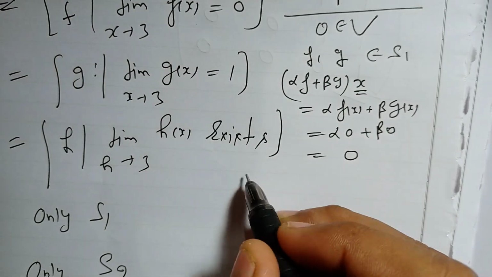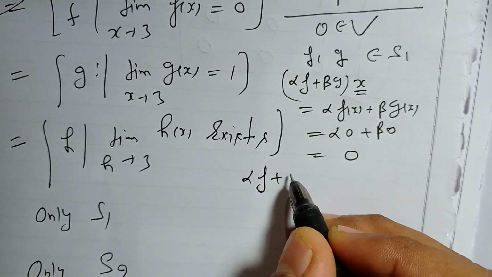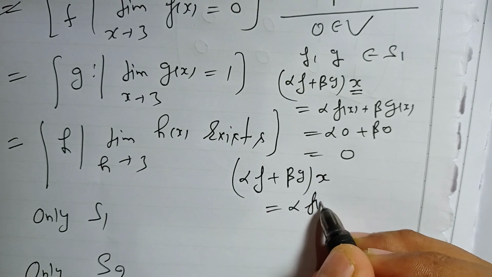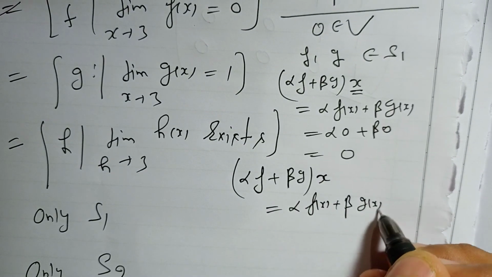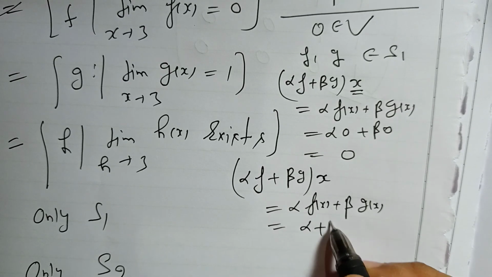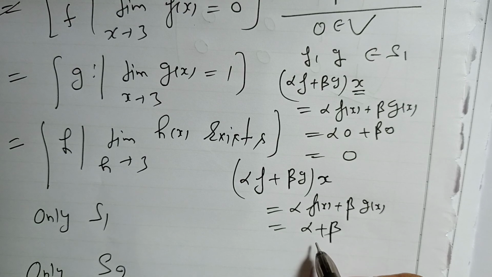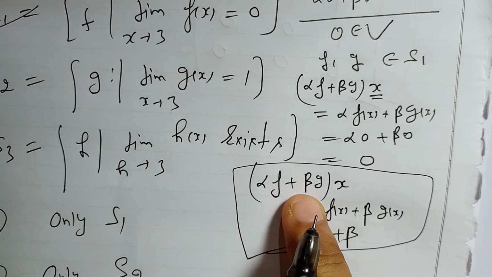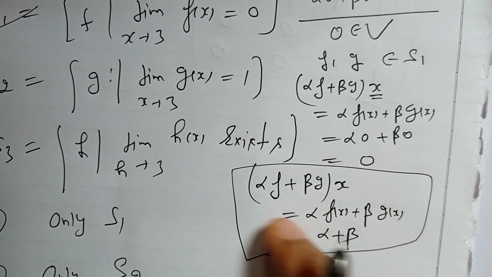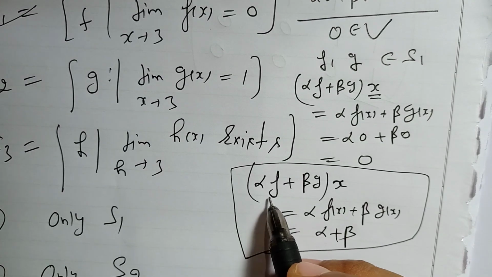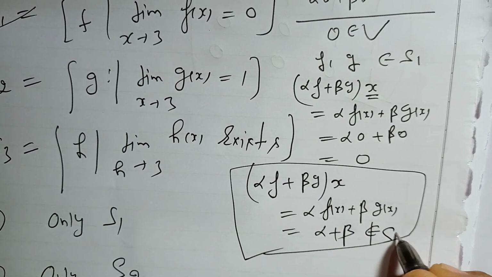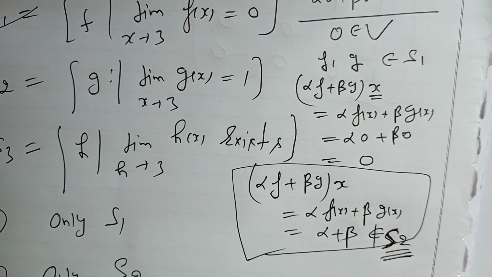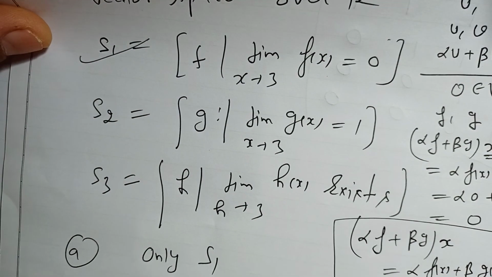For S2, we have (alpha f plus beta g)(x) equals alpha f(x) plus beta g(x), so this is alpha plus beta, and here it should come out as 1 actually. For alpha f plus beta g to belong to S2, its image of x should give 1, but in general alpha f plus beta g does not belong to S2. So when f and g belong to S2 and alpha f plus beta g does not belong to S2, S2 is not a vector space.